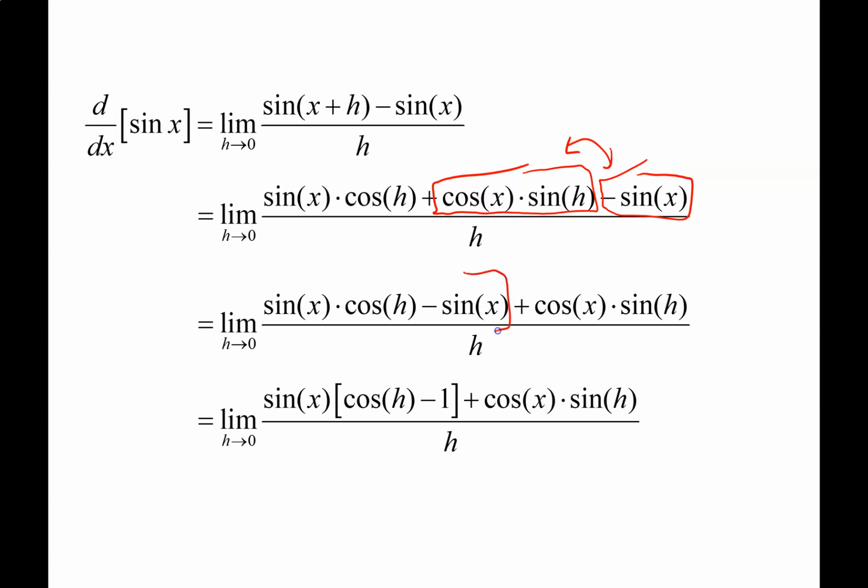Now what's starting to happen here is this. I can take these 2 terms right here that both contain a sine of x, and I factor that out down here, leaving me with the cosine of h, and no, that is not the hyperbolic cosine. For those of you going that route, we're not talking about that. And then plus my cosine x times sine h.